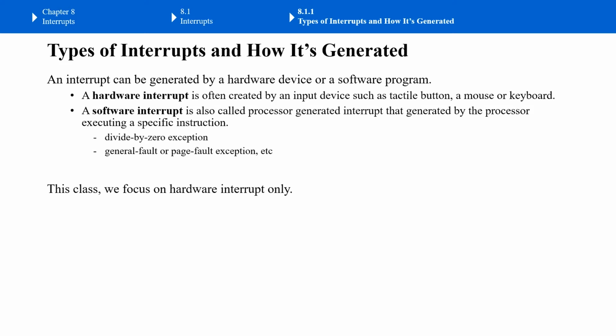There are two types of interrupts: the hardware interrupt and the software interrupt. A hardware interrupt is created by an external input device like tactile buttons, the mouse, or keyboard. A software interrupt is also called a processor-generated interrupt, generated by the processor executing a specific instruction. This includes the divide by zero exception and the general fault or page fault exception. These are beyond the scope of the class. For this class, we focus on the hardware interrupt only.